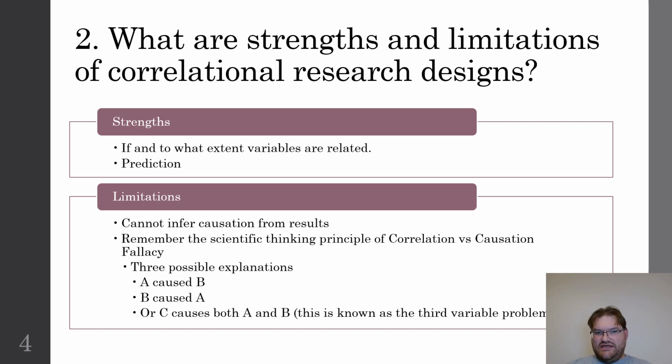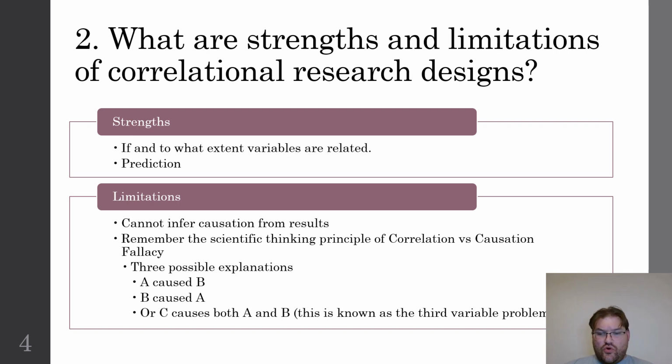The other strength is that correlational research designs can help us with prediction. Again, not perfect, but we can make decent predictions based on certain test scores for some people, for example, scores on the MMPI-3 suicidal ideation scale are predictive of people having suicidal ideation and or being at risk for suicide.